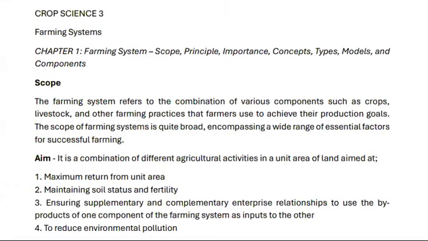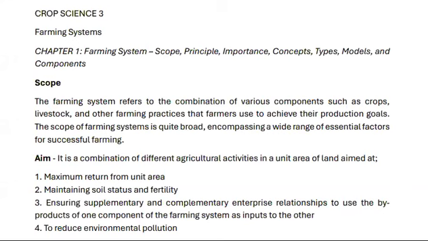Hello, everyone. So, our subject is Crop Science 3, which is farming systems. So, let's start with our discussion. For our first chapter, we'll talk about the scope, the principles, the importance, concepts, types, models, and components of a farming system. So, first, we'll have the scope.